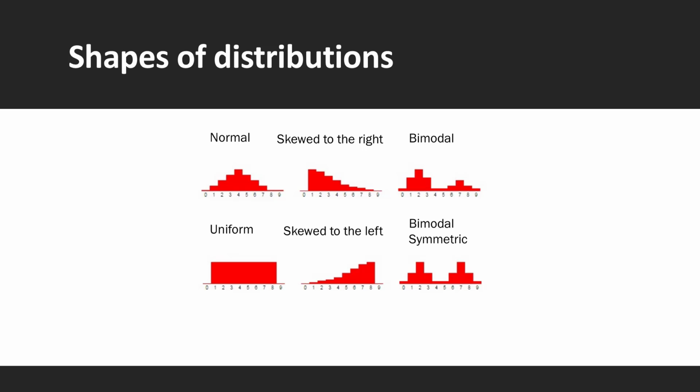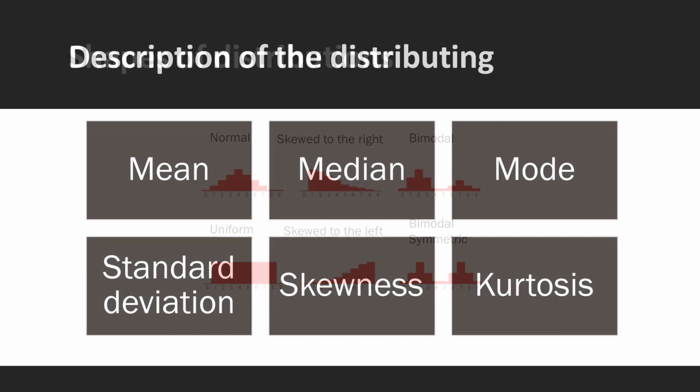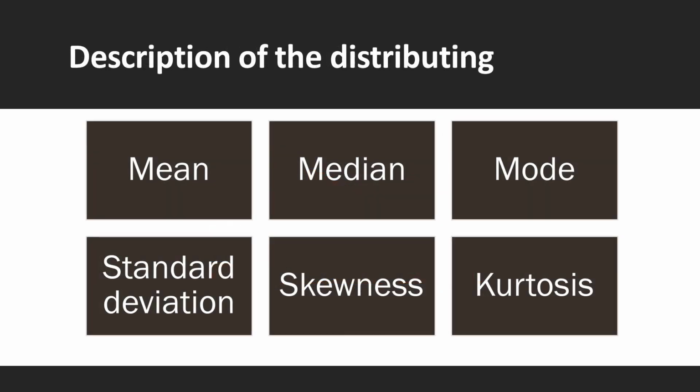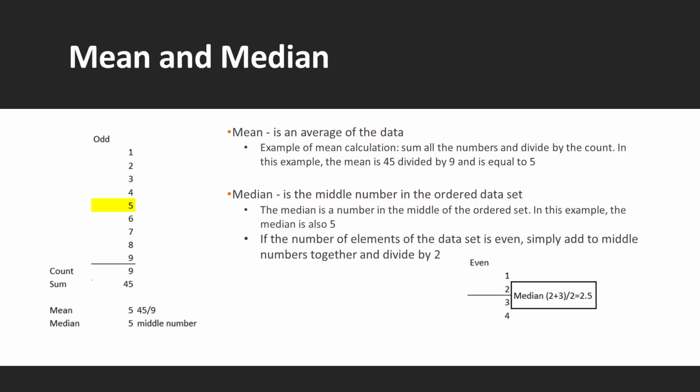Shapes of the distributions. The shapes are normal, skewed to the right, skewed to the left, and bimodal. Bimodal meaning two peaks. So when we're talking about a distribution, there are important concepts that describe the distribution: mean, median, and mode. And 3 more: standard deviation, skewness, and kurtosis.